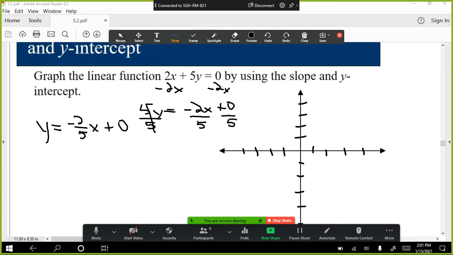It's in slope-intercept form. The y-intercept is 0. The slope is negative 2 over 5. Down 2, right 5 from that point. So I'd go down 2, right 5, and then I can draw my line through those points.